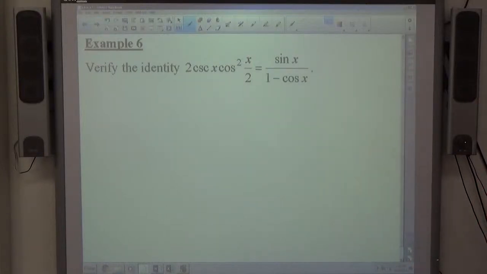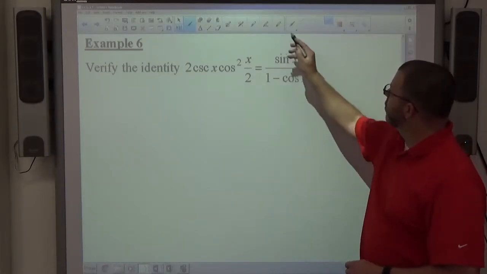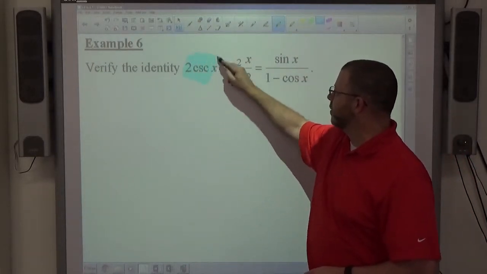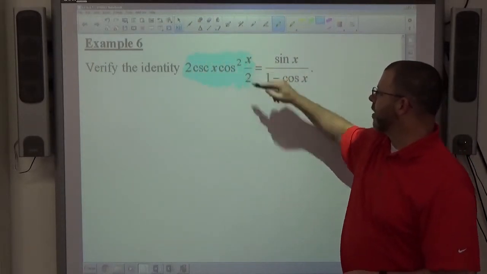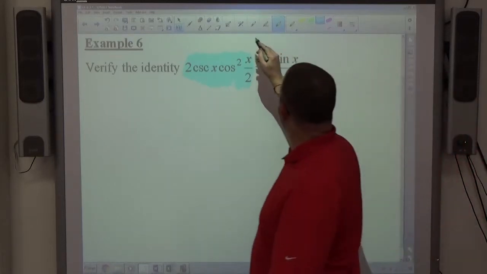Example 6, verify the identity 2 cosecant x cosine squared of x over 2 equals sine of x over 1 minus cosine of x. General rule of thumb here is whichever side is uglier is probably the side you're going to be able to work with better. So I would probably take the left-hand side of this problem. The right-hand side is rather simplified. It looks pretty nice, so chances are we can't do much to it.